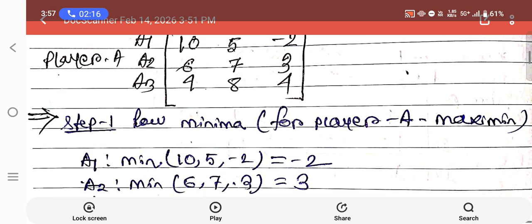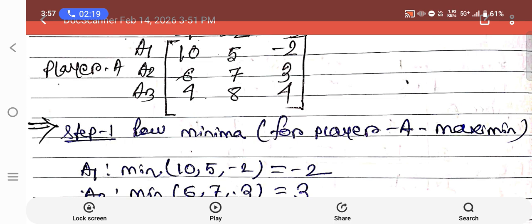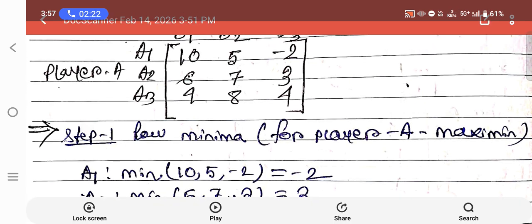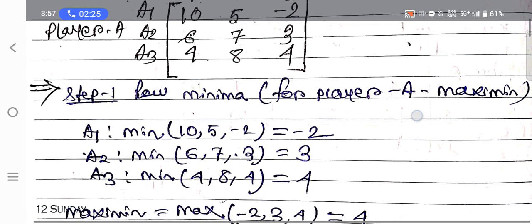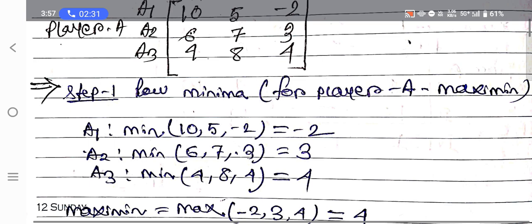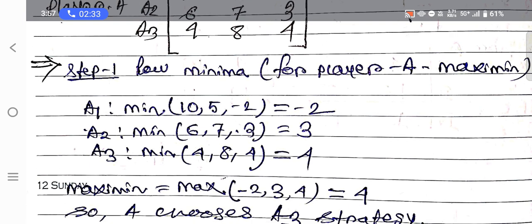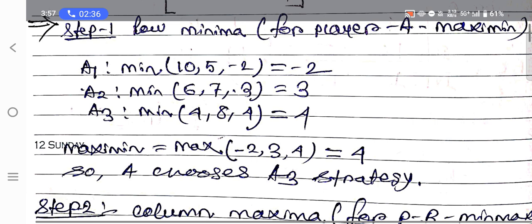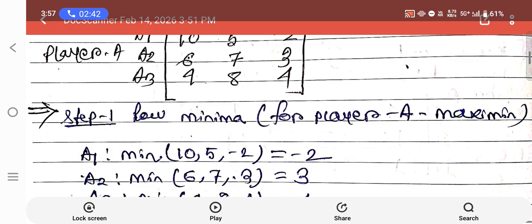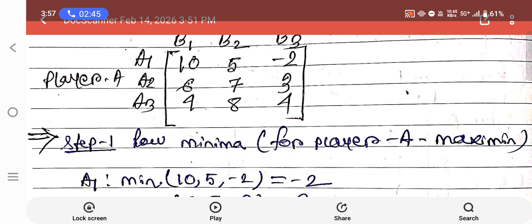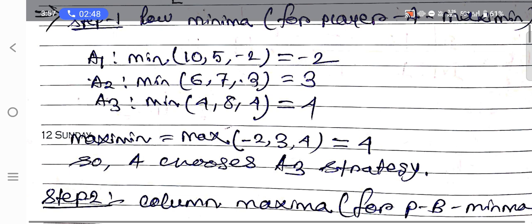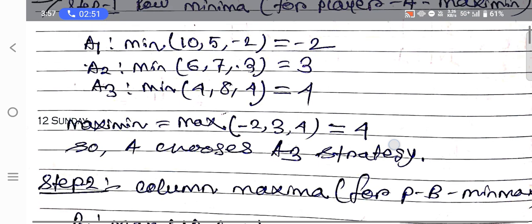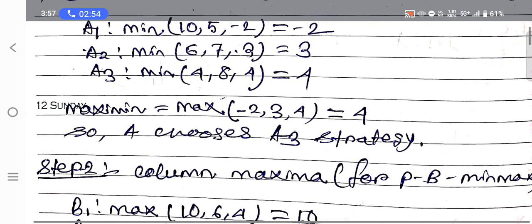So for row 1, that is A1, the minimum value of row A1 is 5 minus 2, which is equal to minus 2, and for row A2, the minimum value is 3, and the minimum value of row A3 is 4. Now the maximin equals the max of all the minimum values which we have taken from our rows. So this is the max of minus 2, 3, 4, which equals 4. So A chooses the A3 strategy.